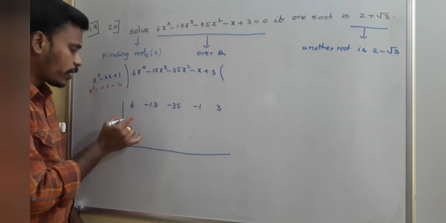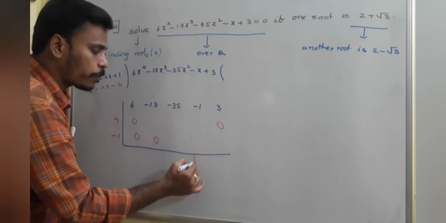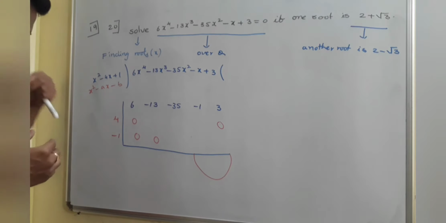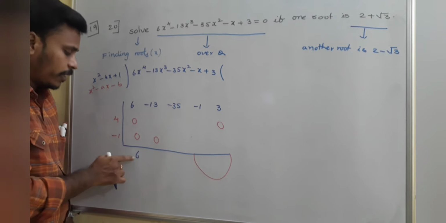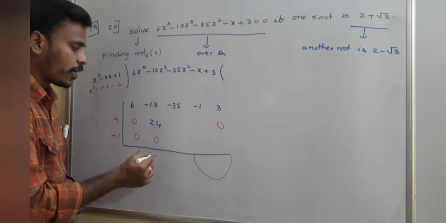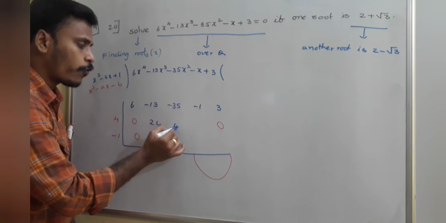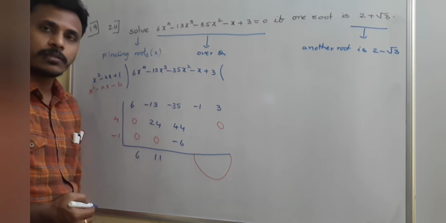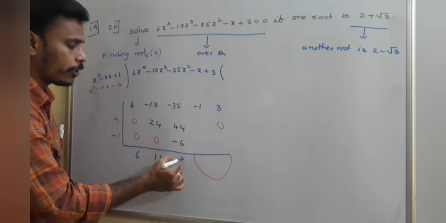As a part of division, you need to take zeros at these positions, and this part will give you the remainder. This is the quotient actually. We know it, right? And now add column wise, that is 6. And then 6 into 4 is how much? 24. Now 24 minus 13 is how much? 11. Now 11 into 4 is 44. And then 6 into minus 1 is minus 6. So 44 minus 35 minus 6, this is 3, and then this is 3.